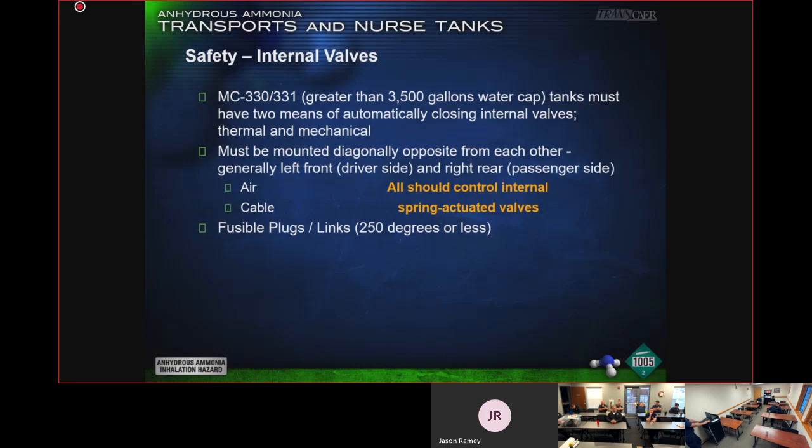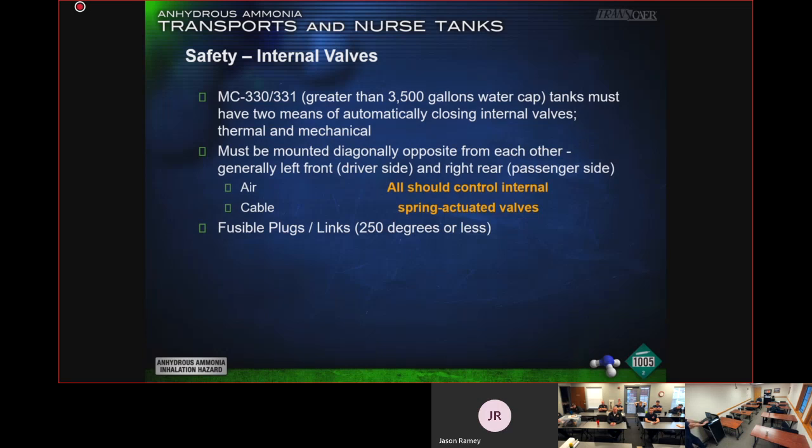Our safety valves, internal valves, are going to be 2 of them on these regulated tankers, on the large tankers. One on the driver's side front and one on the passenger side rear. The reason is it gives you hopefully 2 options if you exit the vehicle as a driver to help deal with it. Standard procedure, if they're in an accident of any level, DOT regulations say they're supposed to get out and shut their emergency valves off so that there isn't a secondary leak.